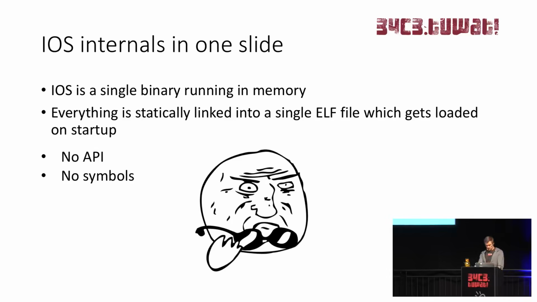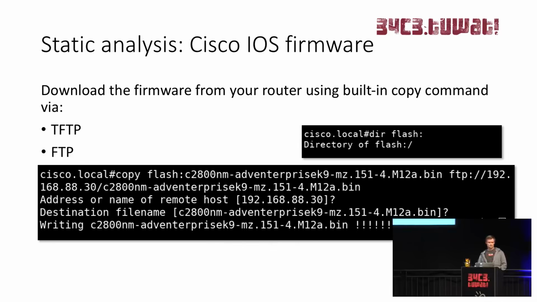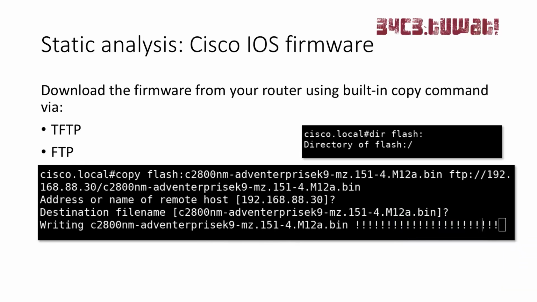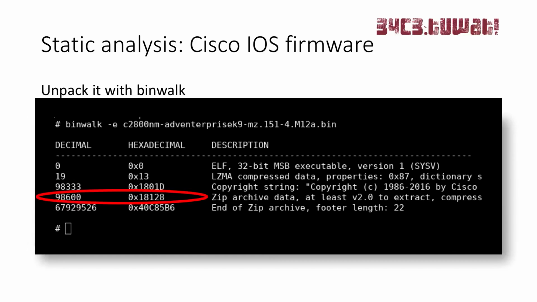So to start with static analysis, you should probably copy the firmware from the flash memory of the router. Use the copy command. It supports TFTP and FTP protocols. So you download the firmware. The next thing you do is unpack the firmware. When the router starts loading it, the firmware itself has an initial step that does the unpacking, but you don't have to reverse engineer that. You just use binwalk, which will do the unpacking for you.